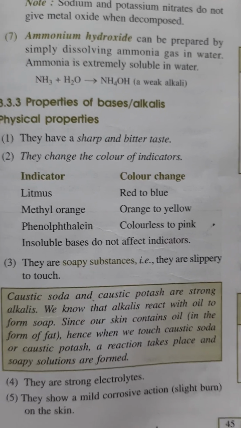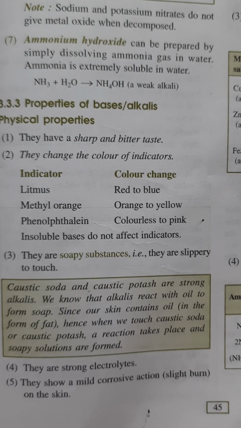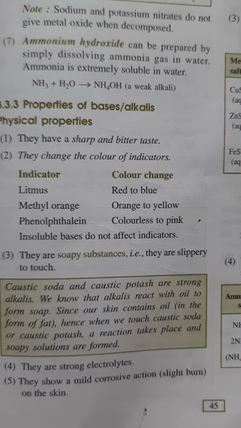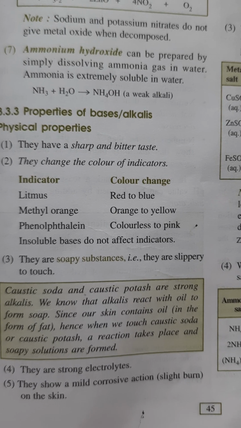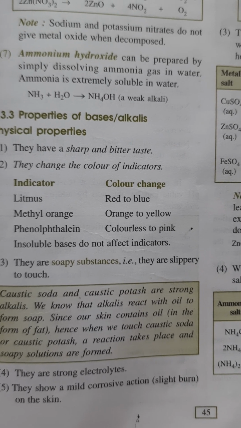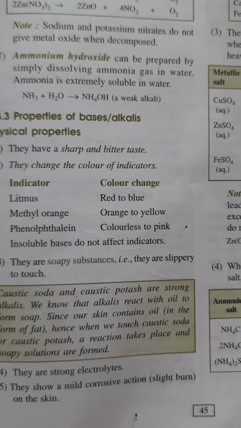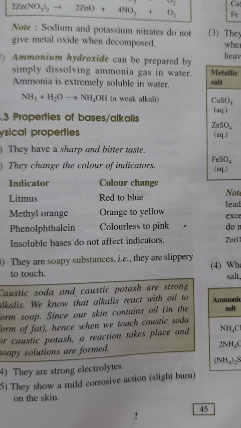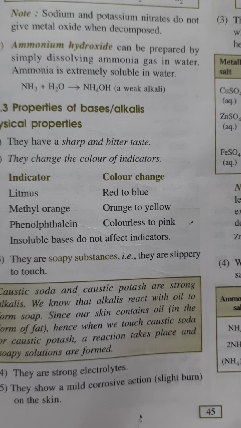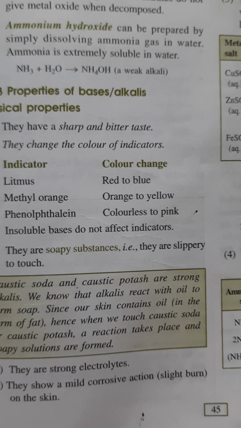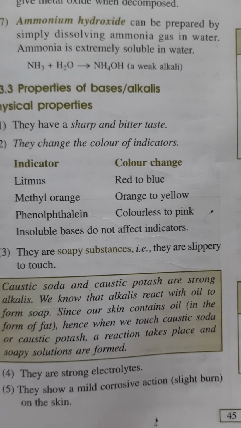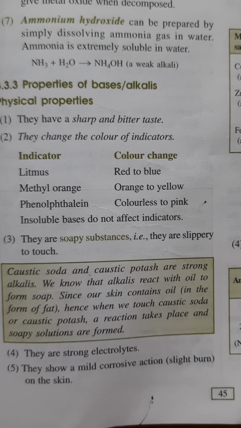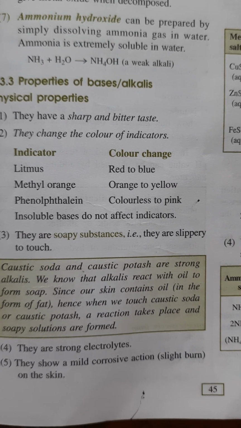Now the fourth point is they are strong electrolytes. Why? Because a base can produce OH minus ions. That's why they behave as strong electrolytes. Now the fifth point is they show a mild corrosive action, a slight burn type on the skin.